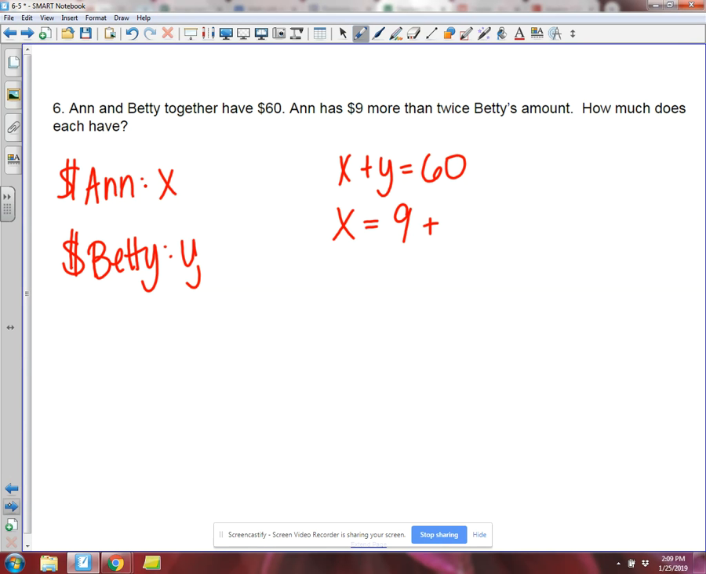Twice Betty. Now, folks, would it be okay if this was flipped around and it was 2y plus 9? That doesn't make any sense. Okay, I was going to say, that doesn't make any sense.